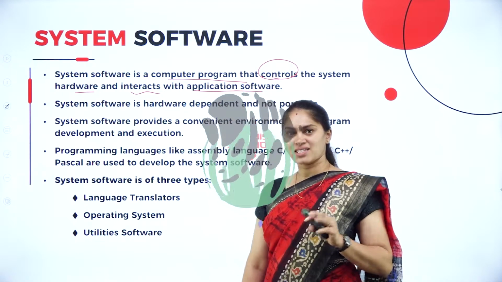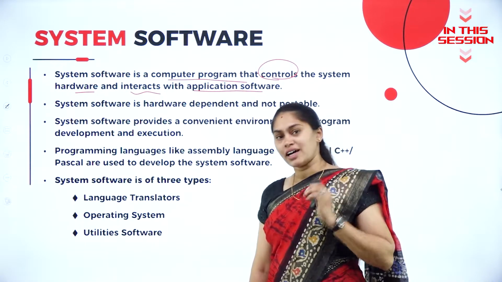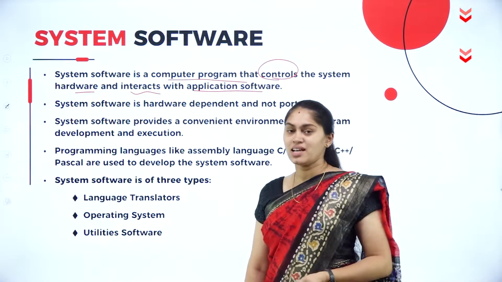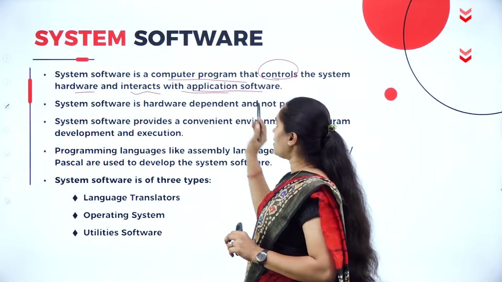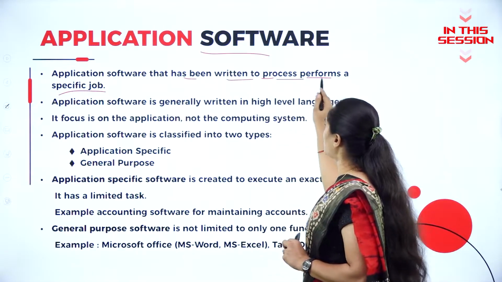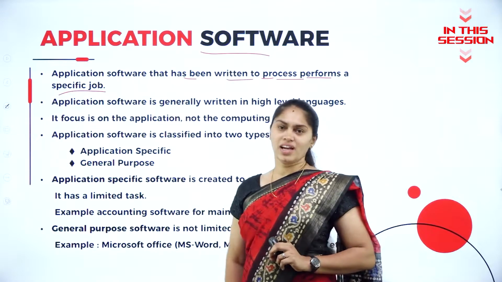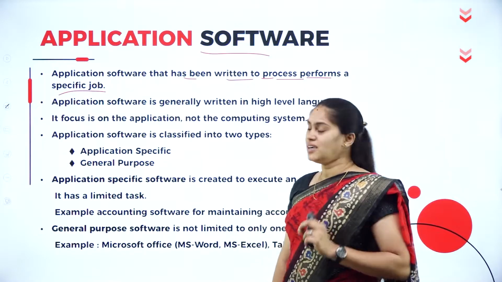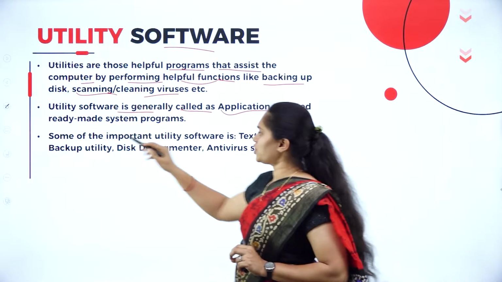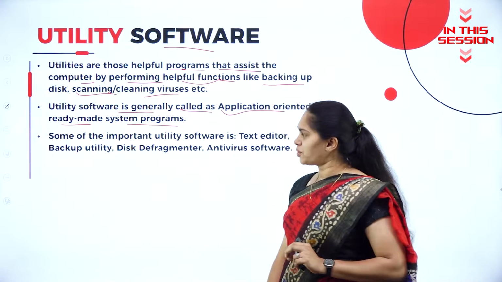System software acts as a brain that controls the working of hardware. Along with that, it helps us to interact with the application software. An application software is written to process or perform a specific job or a specific task. Utility software is generally called application-oriented ready-made system programs.